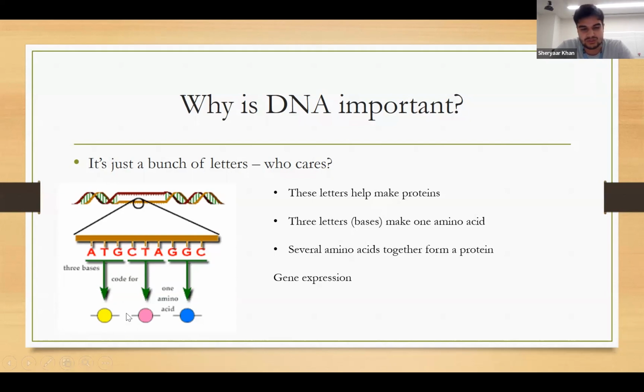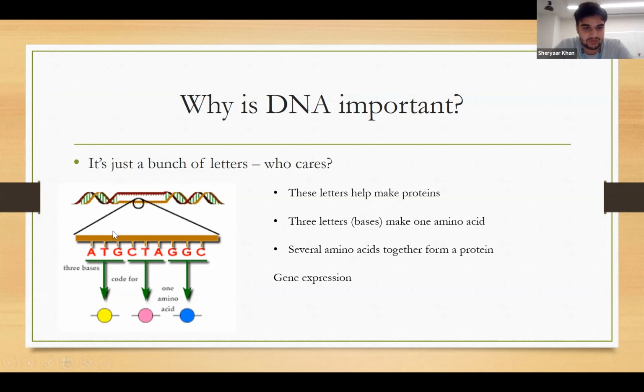Now I'm more than certain everyone knows what amino acids are, but I'll just go over it one more time so we're all on the same level. An amino acid is the simplest form of a protein. A protein is built from a chain, a polypeptide, of amino acids.